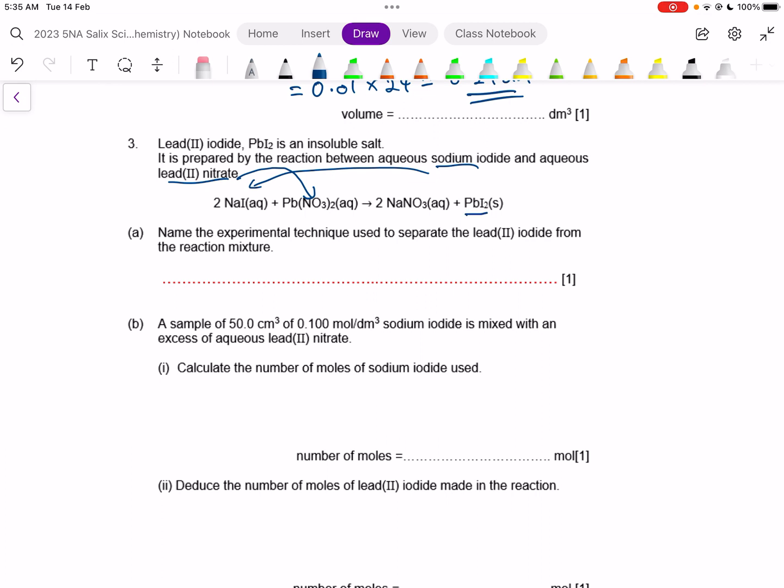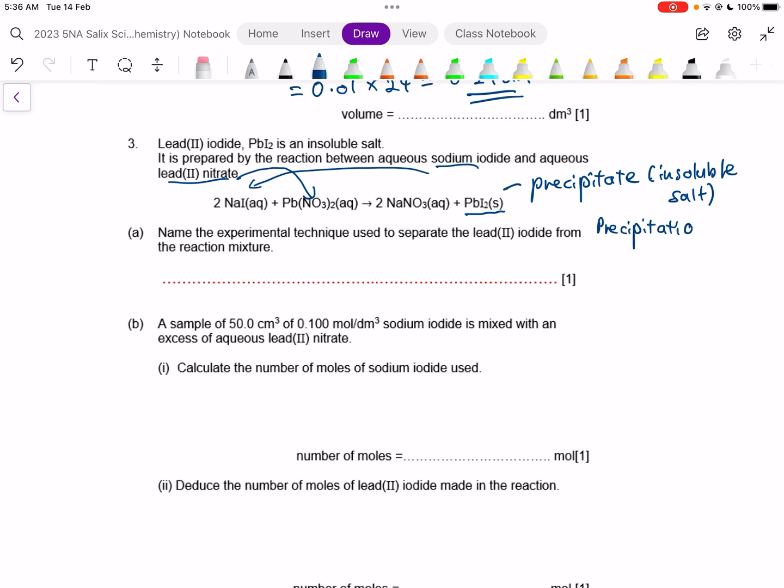Lead II iodide is insoluble, so you can see it's solid. It comes out as a precipitate. Since now you do quite a bit of practical, you should be familiar with this term called precipitate, basically an insoluble salt. So it is done using precipitation, of course. This salt preparation technique, we call it precipitation.